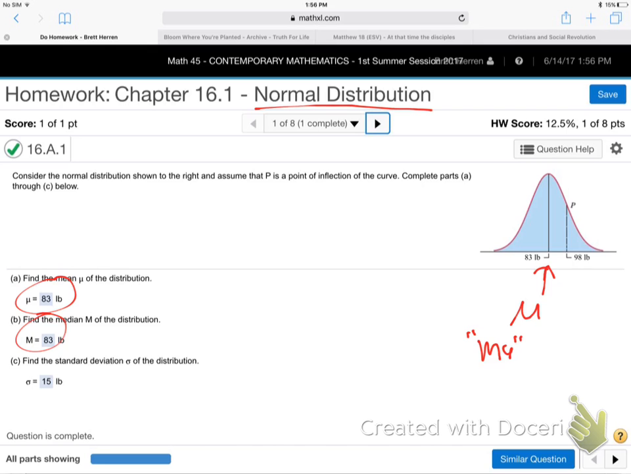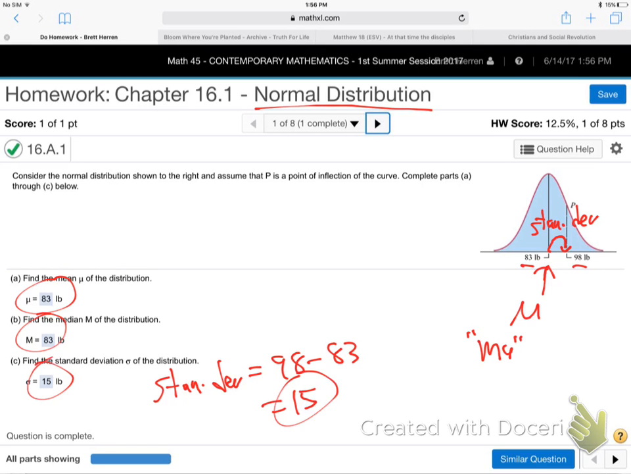Now, we've talked about standard deviation. We're going to see standard deviation in a different setting here. For now, let me keep it simple. The standard deviation is the jump from here to here. How far from 83 to 98? The standard deviation equals 98 minus 83, which is 15. That's why the answer is 15.